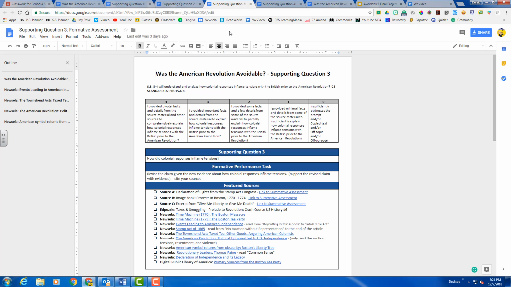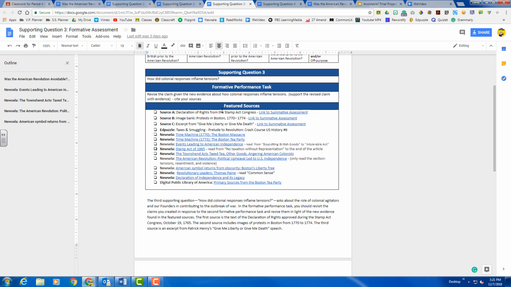Supporting question 3 goes into details. Again, here's all the sources of information I provide you. Each one of these is a link to it. So all you have to do is just click on the link to get more information. But supporting question 3 is dealing with all of the things the colonists now do. What did the colonists do to inflame tensions? So supporting question 2 was, what did the British do to inflame tensions with the colonists? Now it's, what did the colonists do to inflame tensions with the British?